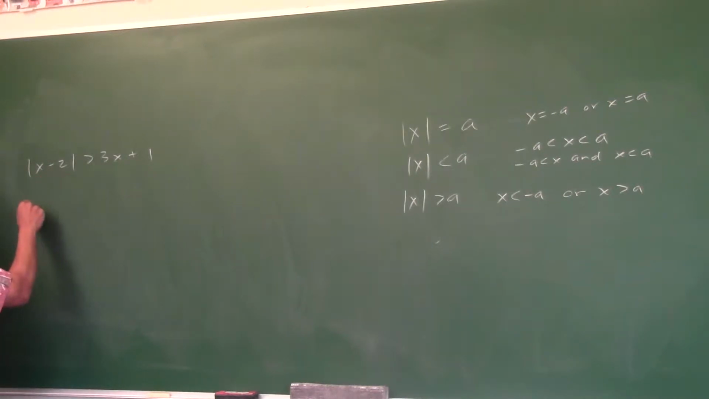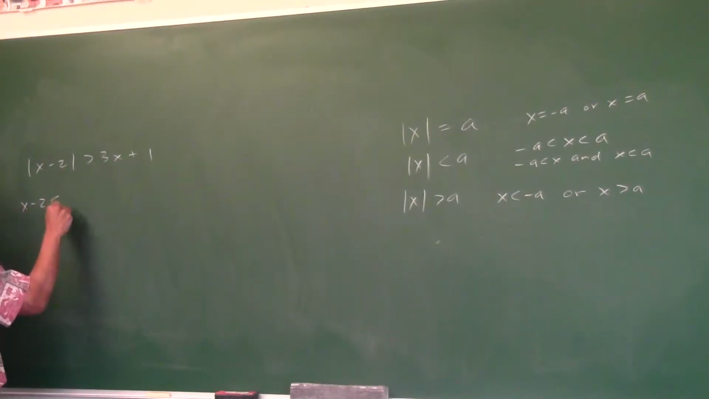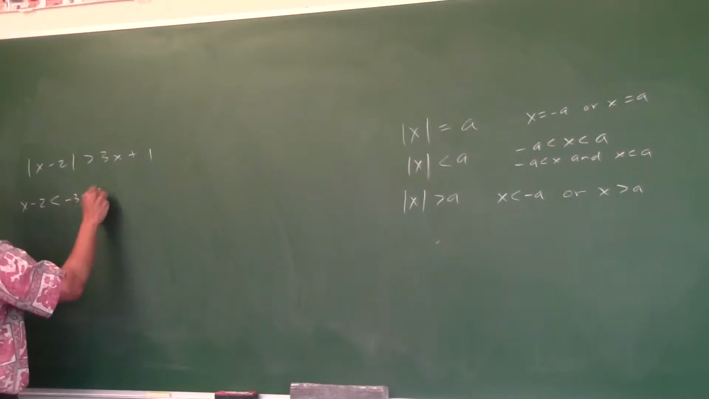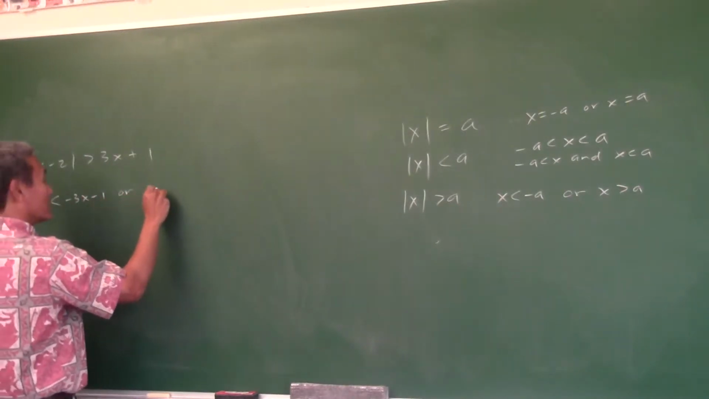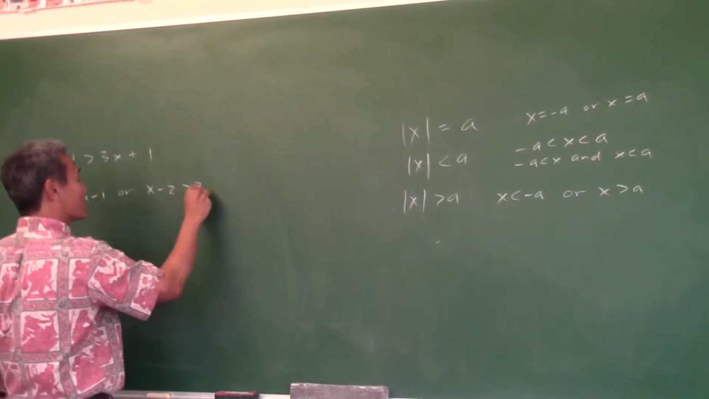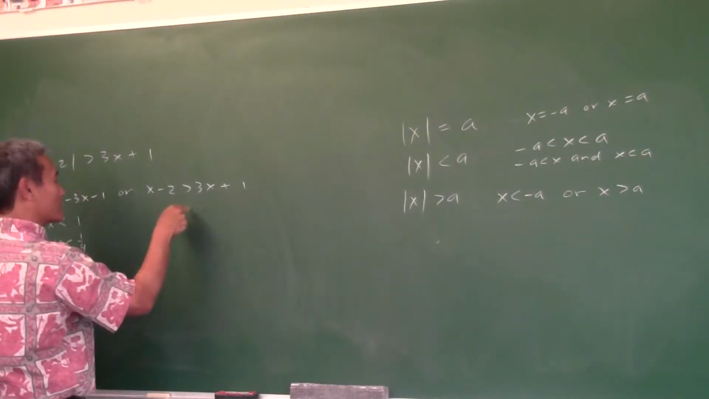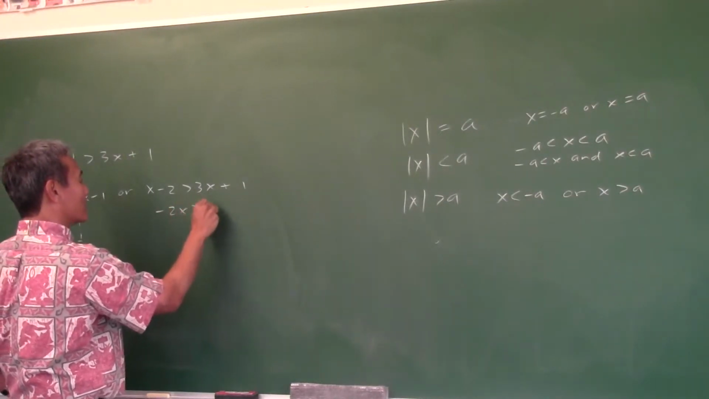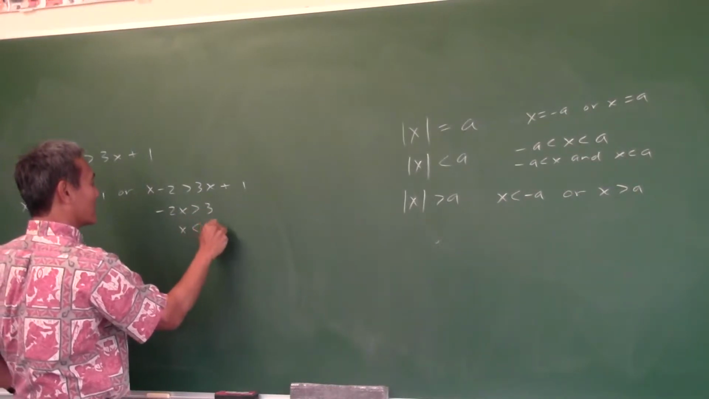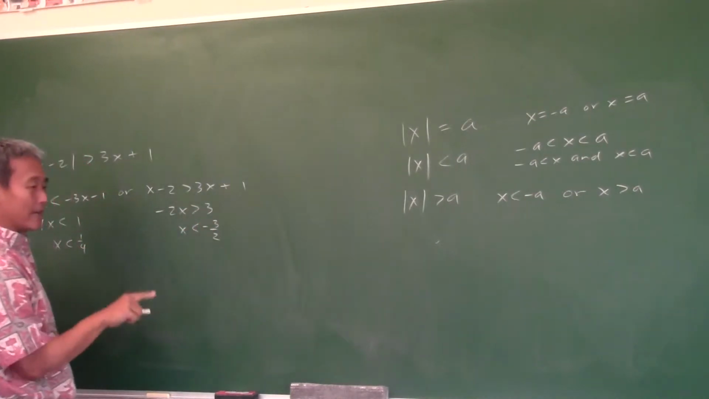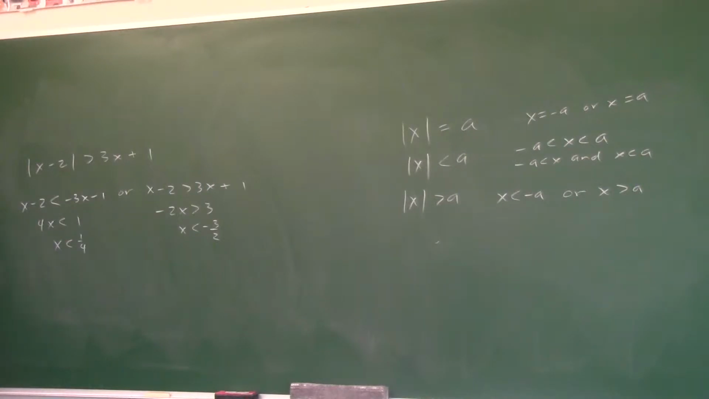So, what does this mean? X minus 2 is less than negative a, negative 3x minus 1, or this is greater than a, which is 3x plus 1. So what you do is you solve both of these inequalities, and or it means you take the union of them. Okay, so what do we got here? 4x is less than 1, x is less than 1/4. And then if we solve this one, negative 2x is greater than 3, x is less than negative 3/2. Don't forget when you divide by a negative, you got to change the inequality sign.